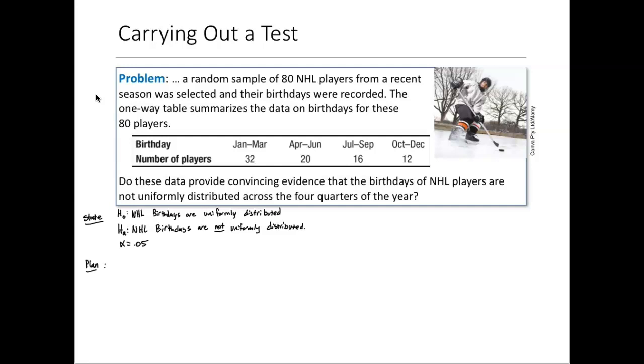Plan. Random. They told us that it's a simple random sample. 10%. Our sample size is 80, so 80 times 10 is 800, and there are more than 800 NHL players. Are there? I don't know, but let's assume there are.